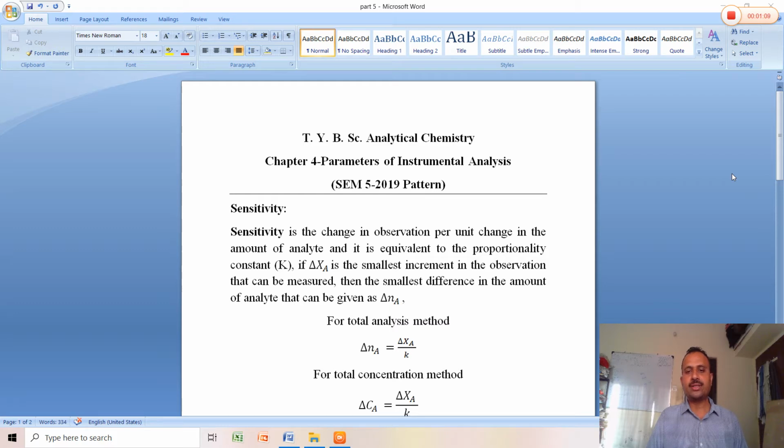For the total concentration method, delta Ca is equal to delta Xa upon K. So for the analysis we write delta N, for the concentration we write delta C. Here the small difference delta Xa to the ratio of delta Na is nothing but the sensitivity. Again, sensitivity is the change in observation per unit change in amount of analyte. The amount of analyte is expressed in terms of delta Na, while change in observation per unit is expressed in terms of delta Xa.